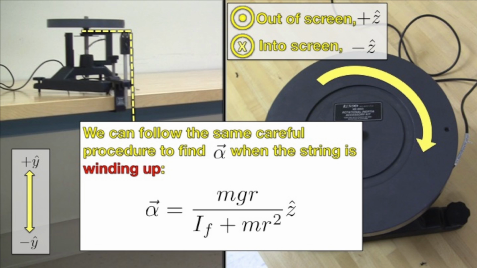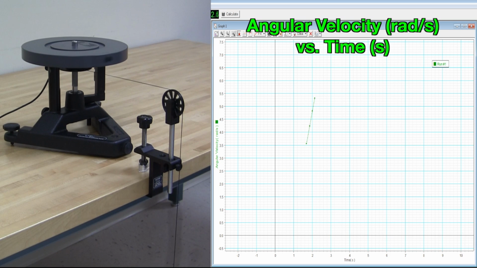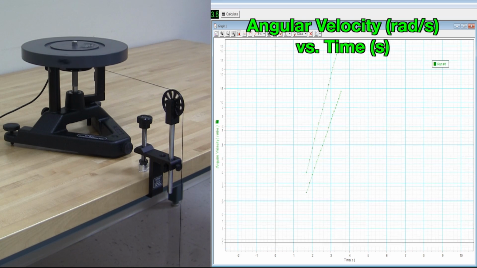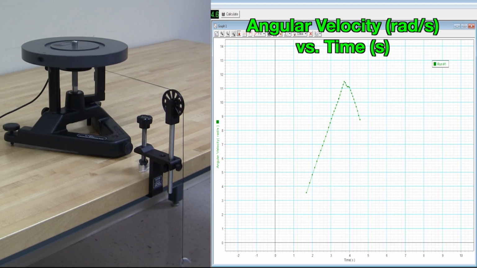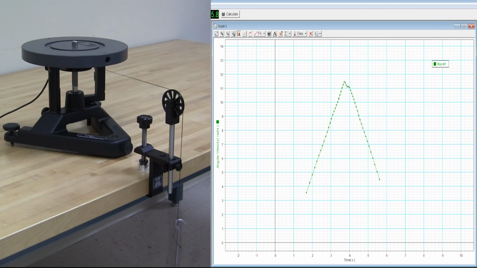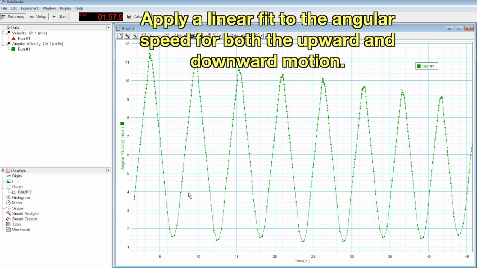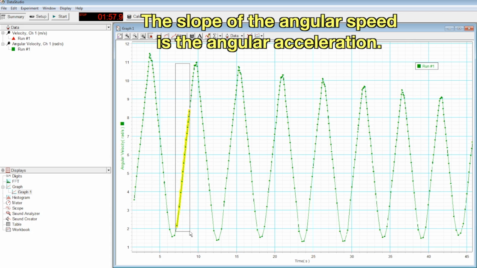Plug in your measured values for the different radii and masses to come up with an expected value for the angular acceleration. Let's look at the data that you will take using Pasco. When the weight switches direction, the slope of the angular velocity changes signs. To find the flywheel's angular acceleration, apply a linear fit to the angular speed for both the upward and downward motion. The slope of the angular speed is the angular acceleration.